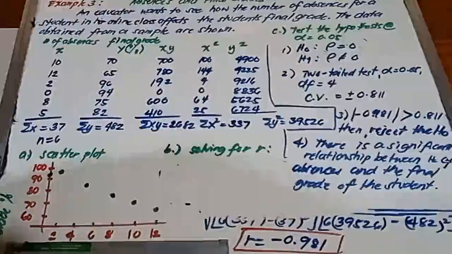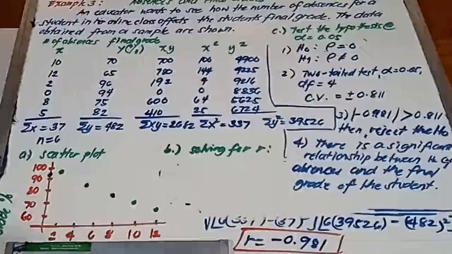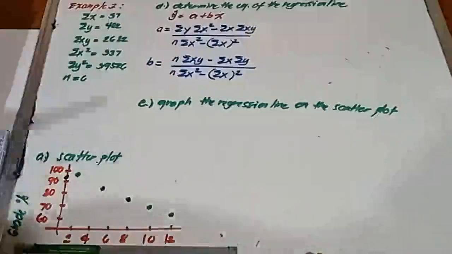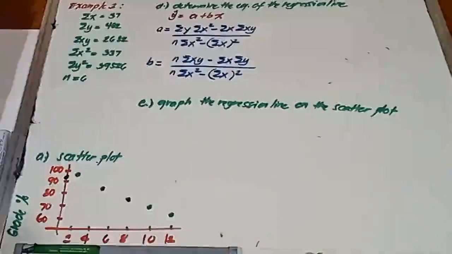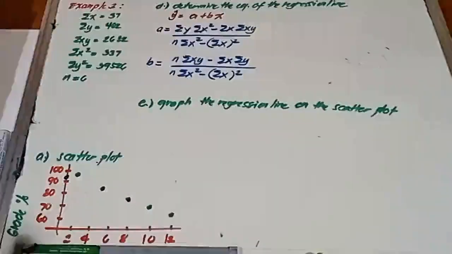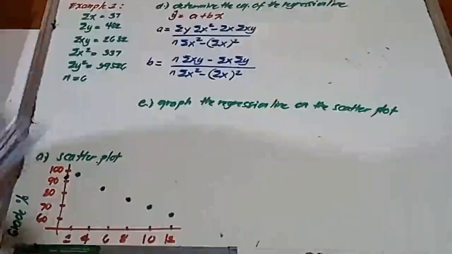determine the regression equation of this data. So we can proceed to the letter D and letter E steps ng ating pong regression analysis because there is a significant relationship between the number of absences and the final grade of the student. Okay? Now, letter D is we're going to determine the equation of the regression line. That is y hat equals a plus bx.